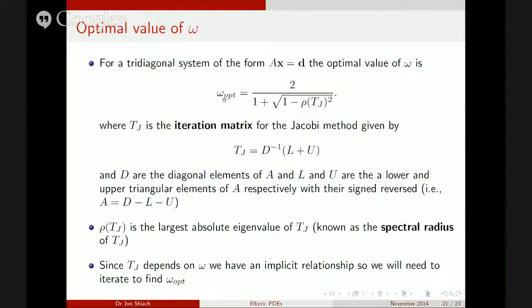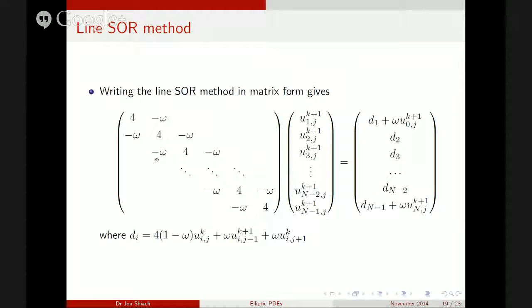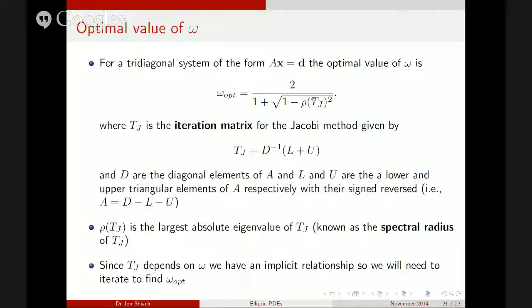Unfortunately, we have a bit of a problem. A depends upon omega. So if A depends upon omega, so does TJ. Therefore, so does this. We have an implicit relationship. Omega depends upon something which also depends upon omega. So what we do is we iterate.